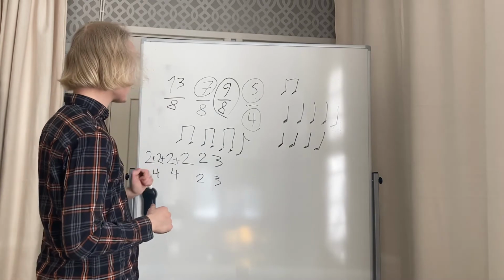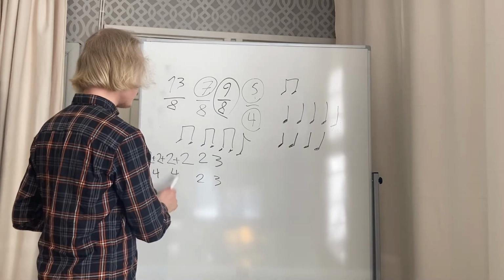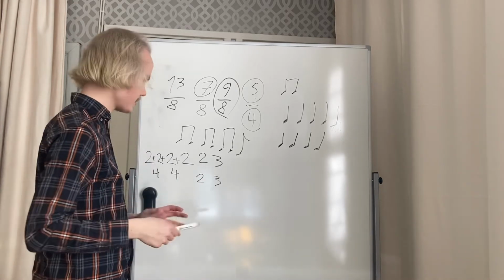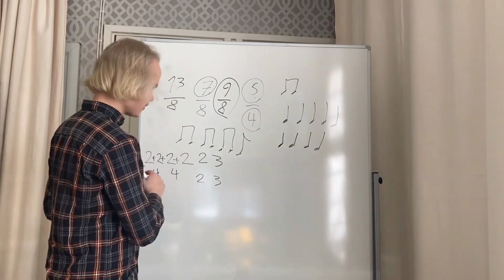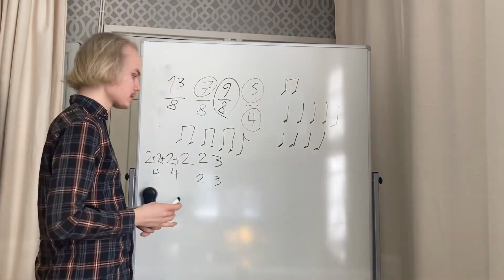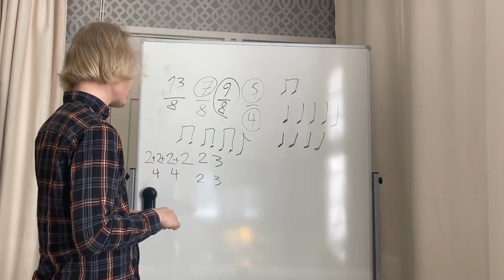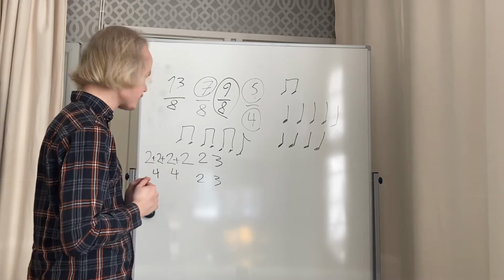And this time signature would be like this. 1 2 3 4, 1 2 3 4, 1 2, 1 2 3, like this. Quite easy. And we can actually put these numbers in any order that we want. But this makes it really much easier to count every time signature.